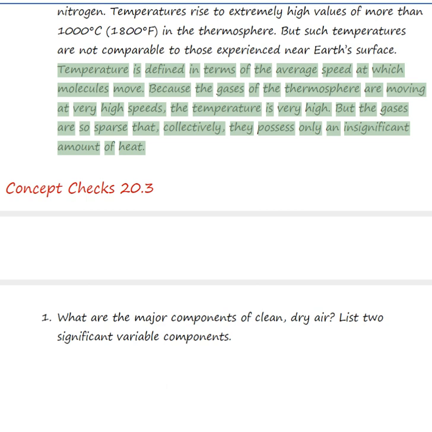Temperature is defined in terms of the average speed at which molecules move. Because the gases of the thermosphere are moving at very high speeds, the temperature is very high. But the gases are so sparse that, collectively, they possess only an insignificant amount of heat.